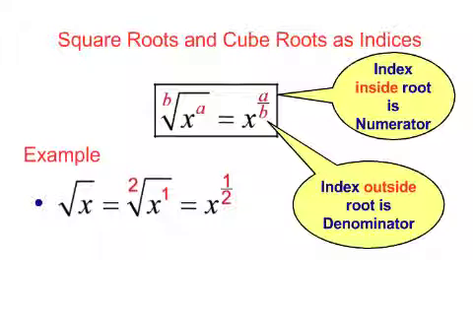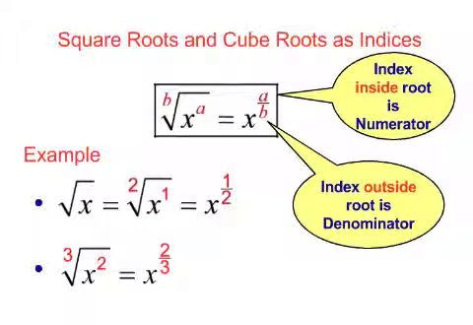Here we have the square root of x, which is the same as x to the power of 1 inside the square root, and we could put a 2 outside the square root as well. And using the rule above, that will give us an answer of x to the 1 over 2, or x to the half. So the square root of x is the same as x to the half.